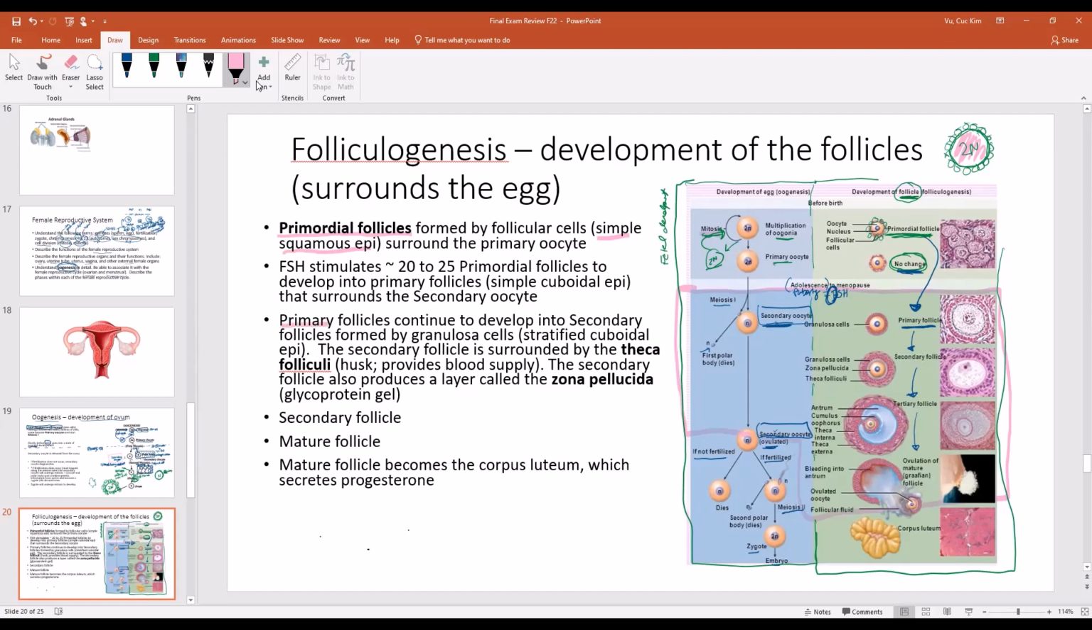Primary follicles, are they the same or do they look thicker? They're stratified. Yeah, they look thicker, right? It's kind of small, but you can see more than one layer, right? So it becomes stratified cuboidal epithelium. Okay. The secondary follicle, tell me, what do you notice from the secondary follicle to the tertiary follicle?